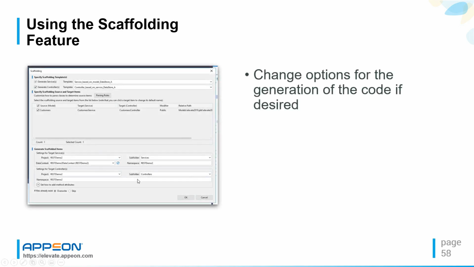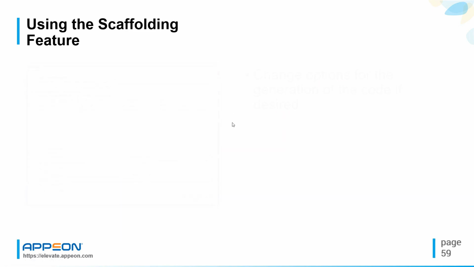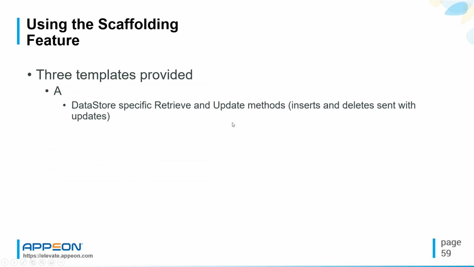And there's some other options here as well, but that's probably the primary thing we're interested in. So the three templates are, one is to create a .NET data store based service and controller that have the retrieve and update methods only, just like what I did for the walkthrough.